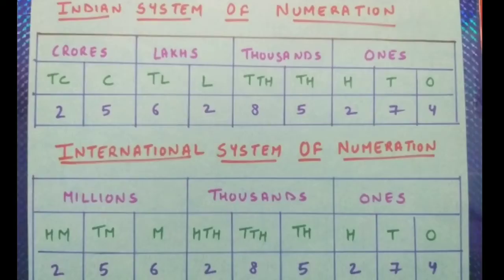The Indian system of numeration consists of the periods named ones, thousands, lakhs and crores, having the sub-periods ones, tens, hundred, thousand, ten thousand, lakh, ten lakh, crores and ten crores. The international system of numeration consists of three periods, that is ones, thousands and millions, each having three sub-periods: ones, tens, hundred in ones; thousand, 10,000, 100,000 in thousands; and million, 10 million and 100 million in the millions period. So, this is the basic difference between the Indian and international systems of numeration.